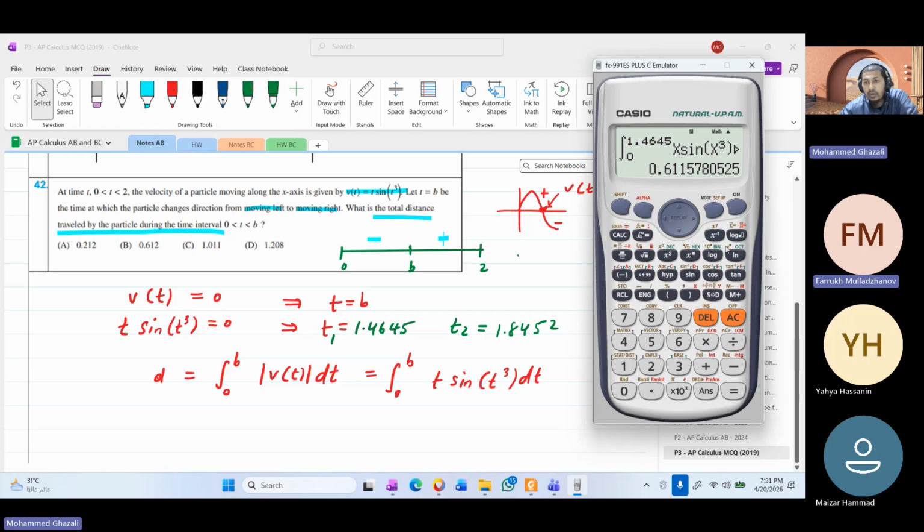Of absolute value of t sine t to the power 3. I forgot the absolute value, sorry about that. Absolute value of t sine t to the power 3, close bracket. Right. I'm getting 0.61157, so 0.612. Yes, I solved it and I got 0.612 as well.